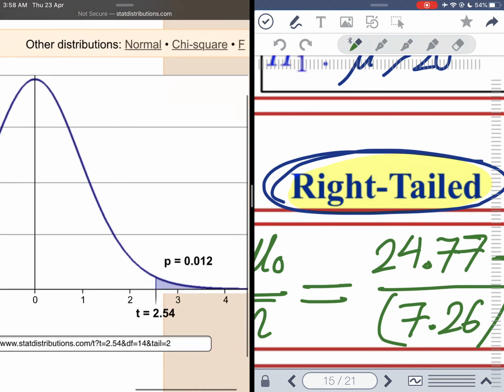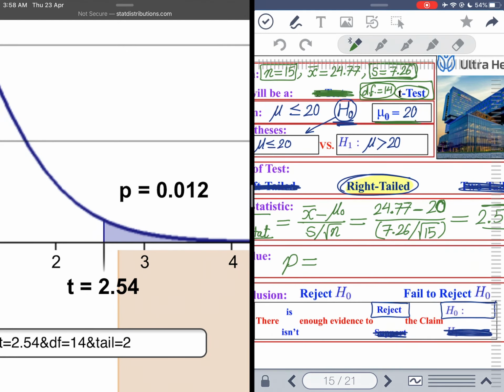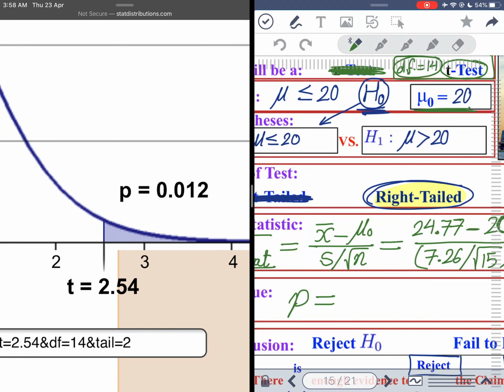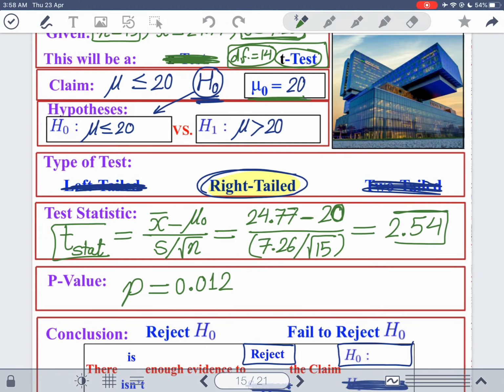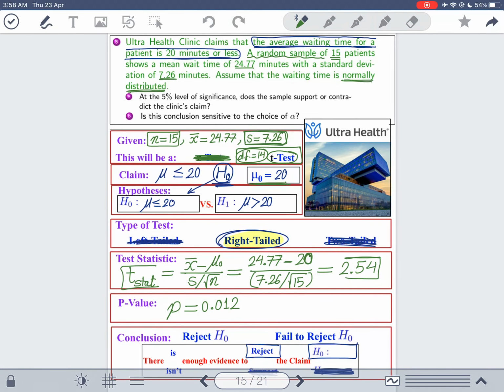And I will show you the picture. It's a right-tailed test, so the p-value is the area to the right of the test statistic. So we will go here and write the p-value is 0.012. And now our online calculator already served us. Okay, and now we compare.